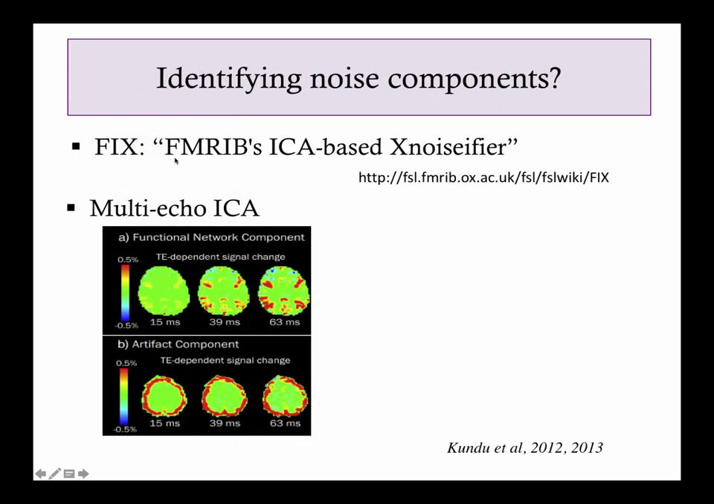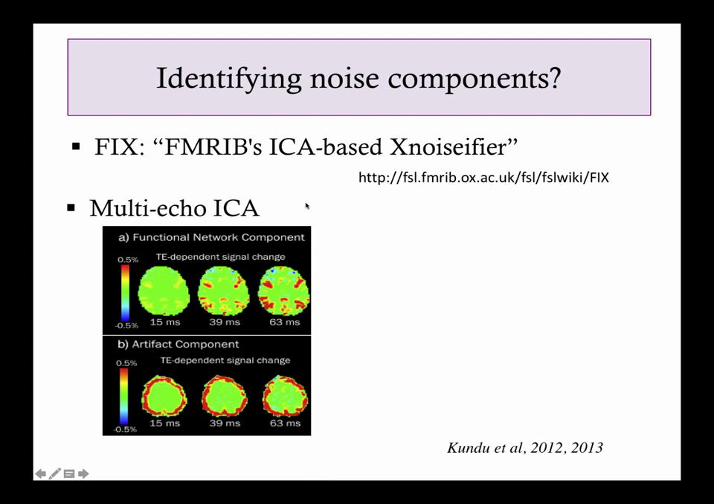And one approach that's been developed by the Oxford group uses machine learning to try to learn the spatial and temporal signatures of artifact versus neuronal components based on training data. And they have provided some software that will allow you to try to automatically classify them, and that's in FSL. Another technique that's rapidly becoming more popular is multi-echo ICA, which was developed here at NIH in Peter Bandettini's group. And I think next week there will be a lecture all about that.